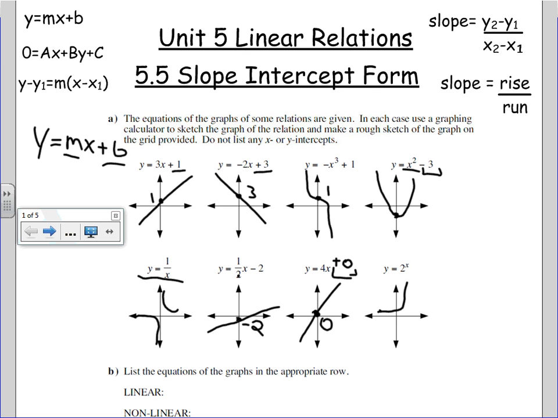Let's take a look at this letter M a little closer. When M is positive, which way is our line going? Up. How about when M turned to negative? It was going down. M is positive, it's going up. M is negative, working its way down. So what do you think that M represents? Rise over run, which is also known as slope. So the M value is your slope. Whatever comes before the x is your slope. Whatever you add on after is your y-intercept.